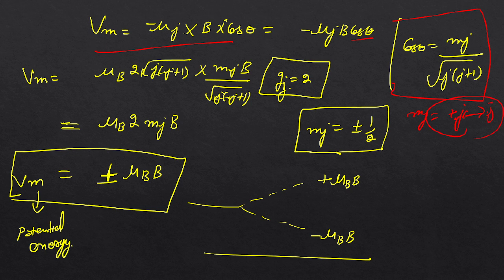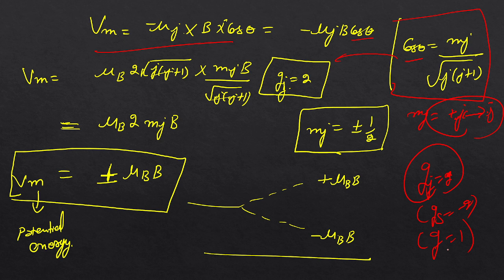Okay, sorry, mj. So this is the cos theta value. Put the cos theta value here, and the gj value is 2. This is nothing but the g factor. The g factor for spin is minus 2. For orbital motion, what is the g value? The g value is 1. So you know all these things.